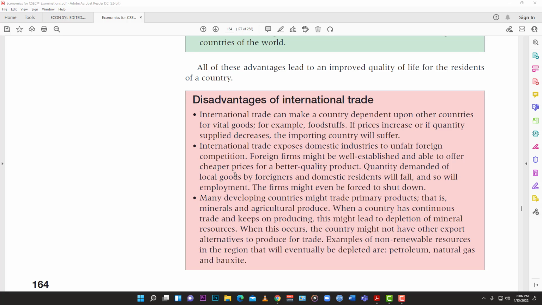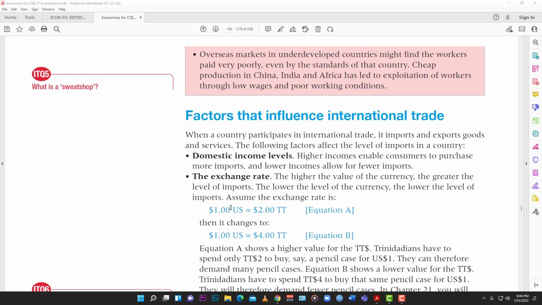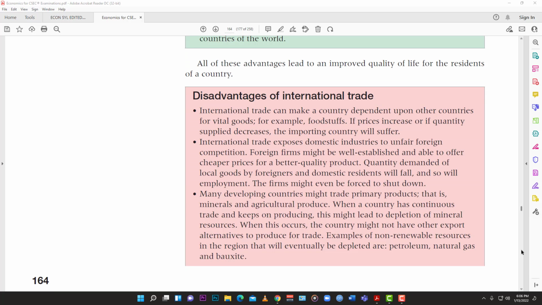Second to last one I have here in the book. Many developing countries might trade primary products, that is, minerals and agricultural produce. We know how that goes, extraction. When a country has continuous trade and keeps on producing, this might lead to the depletion of mineral resources. When this occurs, the country might not have export alternatives to produce for trade. Examples of non-renewable resources in the region that will eventually be depleted are petroleum, natural gas, and bauxite.